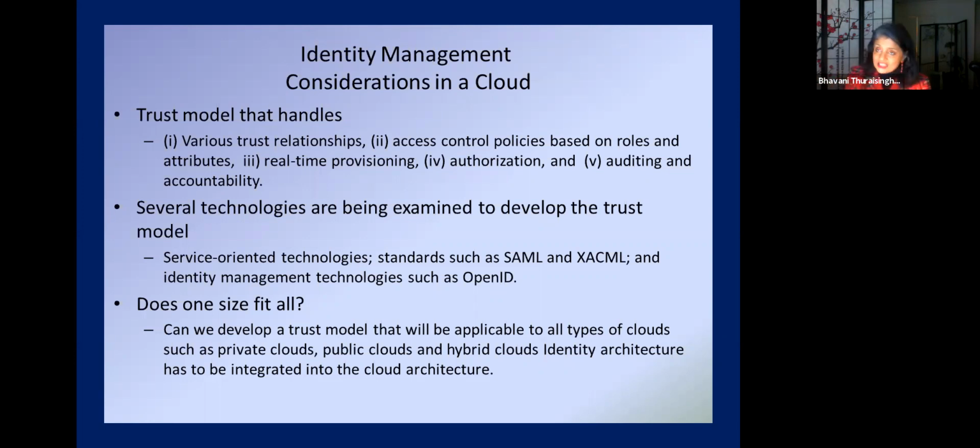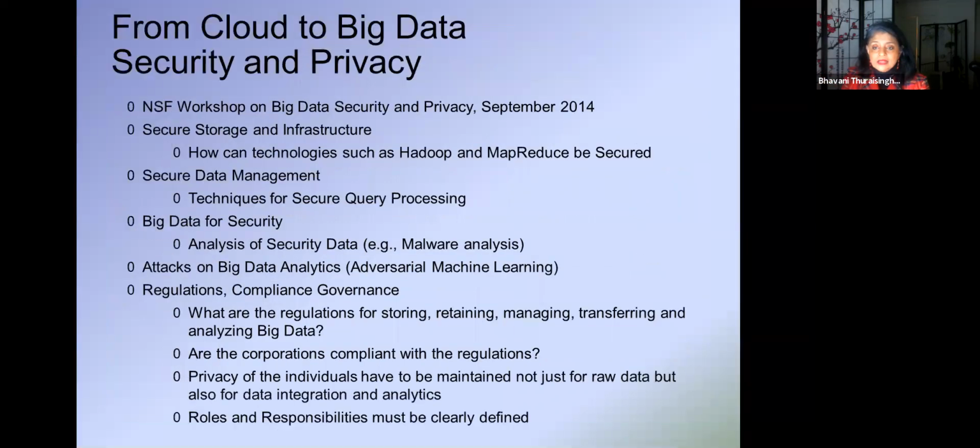So cloud has to be secure. Cloud can provide security as a service. Okay, so I just want to put that at the end. Okay, so now from cloud to, of course, now we are talking about big data, security, and privacy, right?